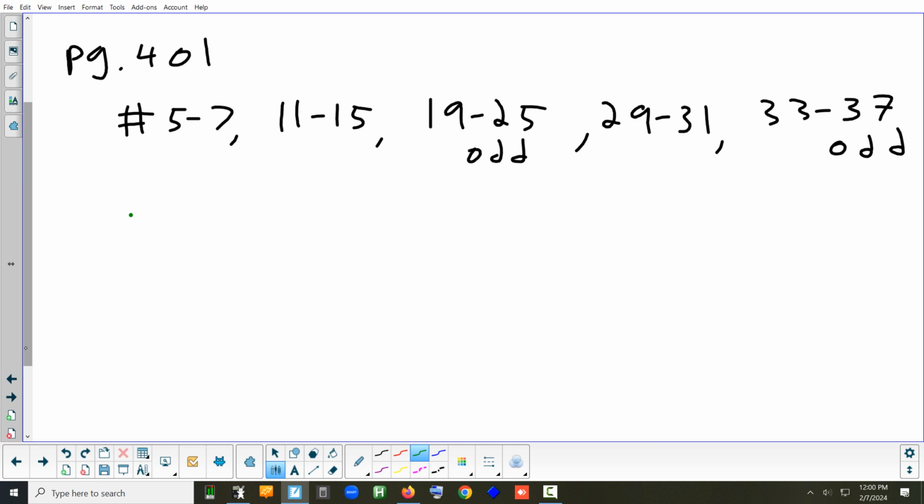Okay, so that's the homework for tonight. So 5 to 7, 11 to 15. And actually, this one is odd too. That's not for us. So it's 5 through 7, 11 to 15. And then the rest is all odd. It's 19 to 25 odd, 29 to 31, and 33 to 37. So I think it's 16 plus 17. All right, so we will take a look at that first thing tomorrow.